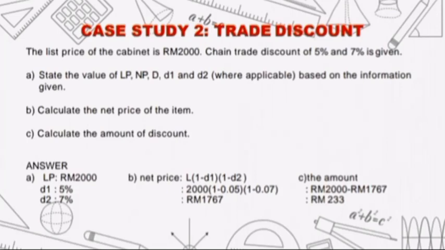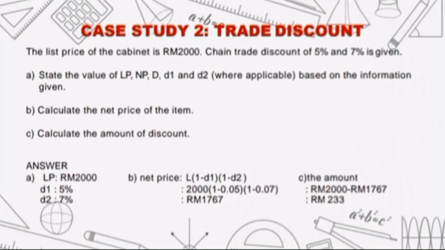So, the answer for question A, we get LP equals RM 2000, D1 equals 5%, and D2 equals 7%. For question B, the formula for net price is L(1 minus D1)(1 minus D2). So, we get 2000 times (1 minus 0.05) times (1 minus 0.07). The brackets mean you need to multiply.